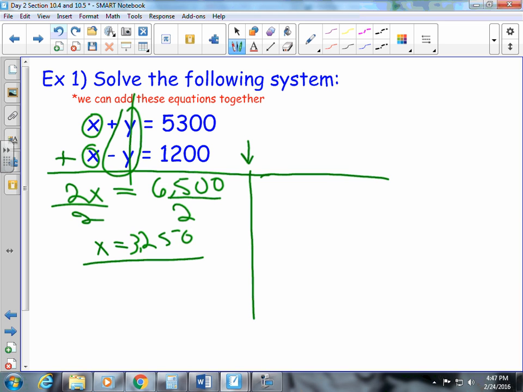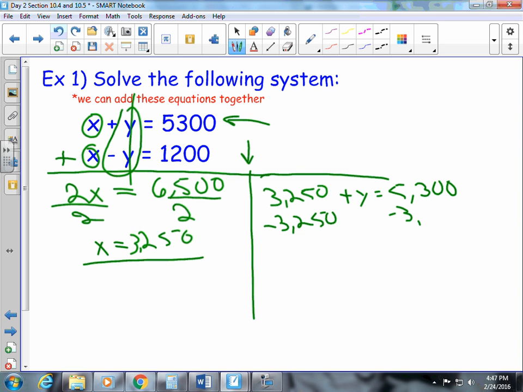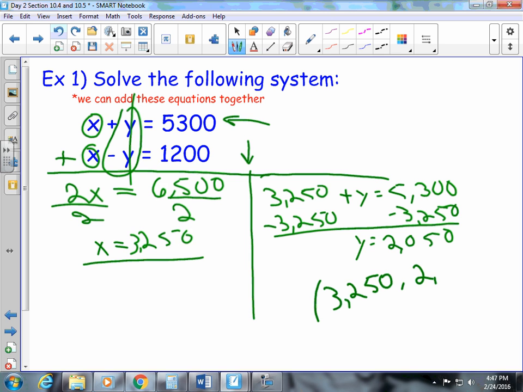If I know that x is equal to 3,250, now I'm going to plug that in for x. I'll use the top equation here. 3,250 plus y is now equal to 5,300. Subtract 3,250 from each side, and I get y is equal to 2,050. So again, my coordinate pair here is 3,250, comma, 2,050.